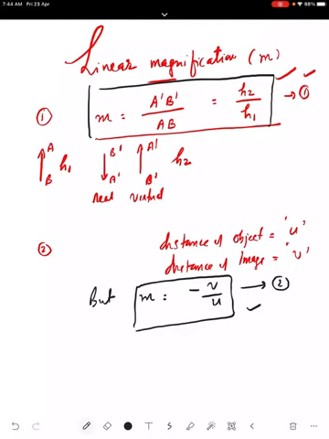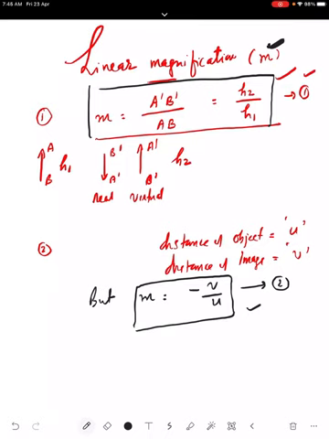So, linear magnification means a term used to see whether the image formed is an enlarged image or diminished image. Magnification doesn't mean that always the image should be the magnified one. Here, M can be less than 1, means image can be diminished. M can be greater than 1, then it will be magnified image. So, the value of M will give you the idea about whether it is a diminished image or enlarged image.